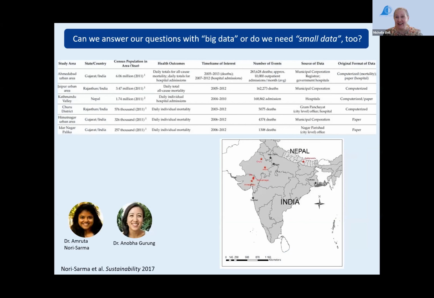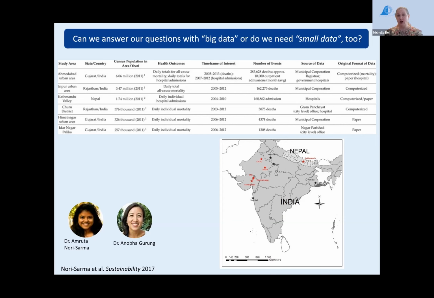And since we're talking about data today, I want to talk about big data. And we need big data. I use it. I'm sure many of you use it. We all use it. We all need to, for all the reasons that we know. But what I'm trying to say here is that I'm arguing that we should not miss what I call small data. And so this is just a table and figure from a paper with my former PhD students, Dr. Amruta Nori Sarma and Dr. Anova Gurung, looking at data collected in Nepal and India for health, and talking about the challenges and advantages of what I call small data, right?